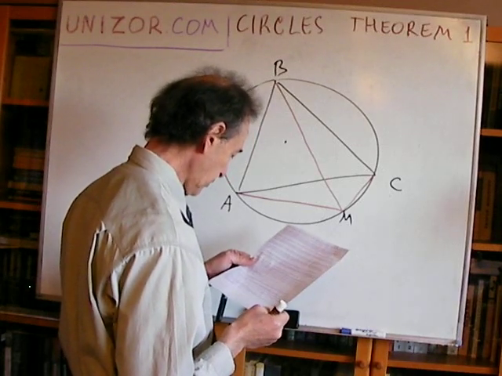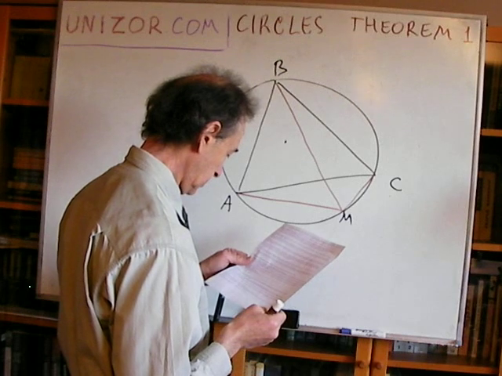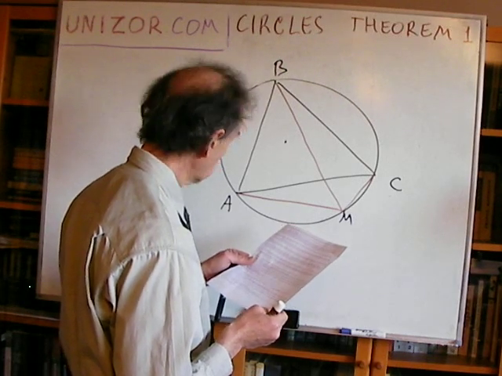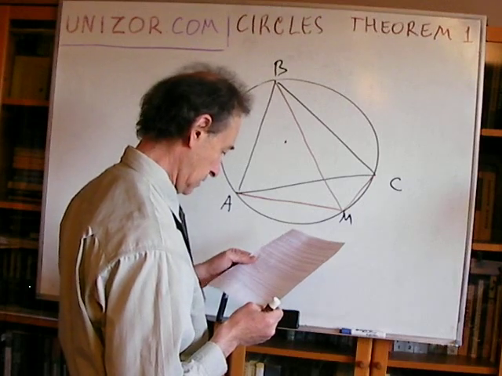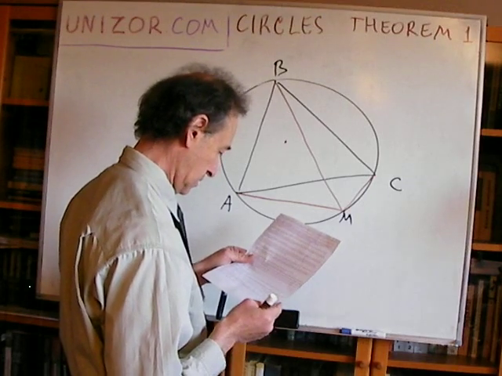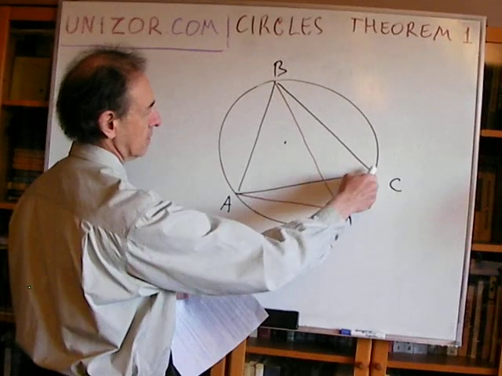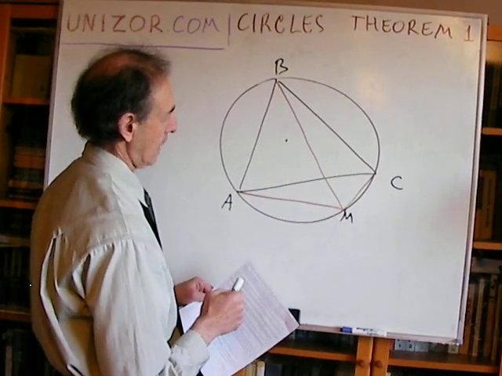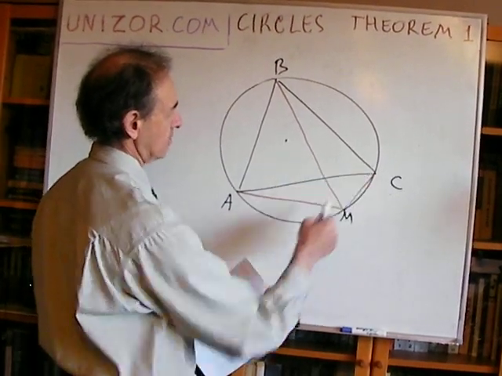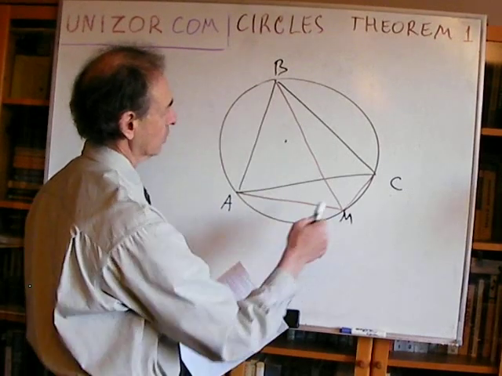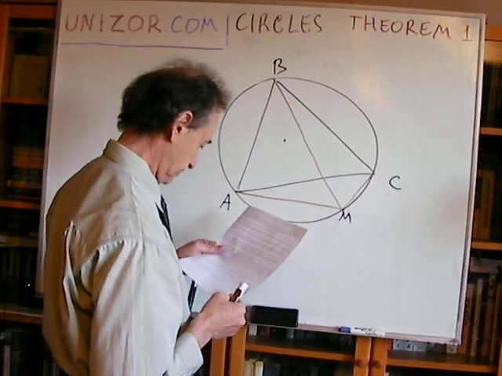Okay, we have to prove that the sum of the two shorter connections, AM plus MC, is equal to the long one, BM.